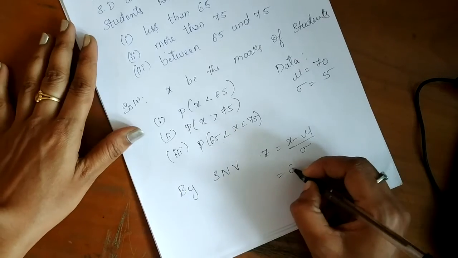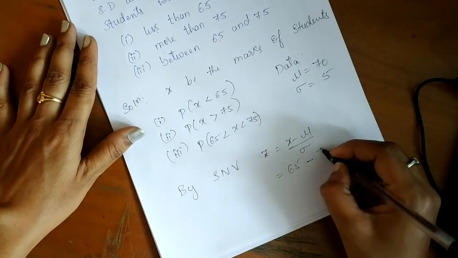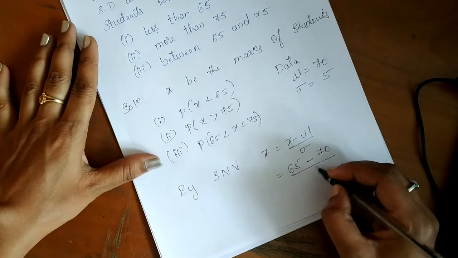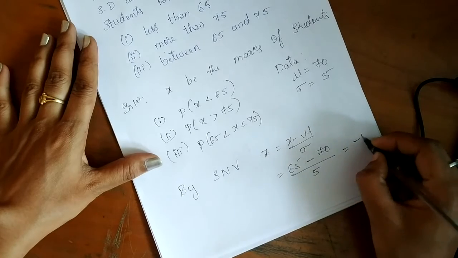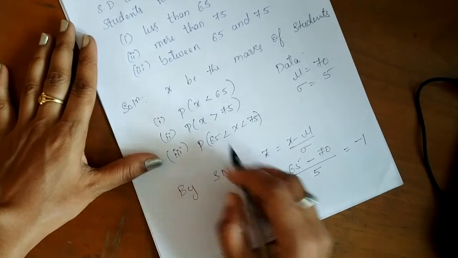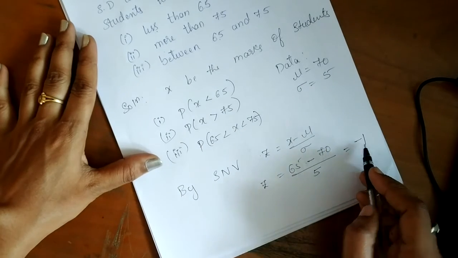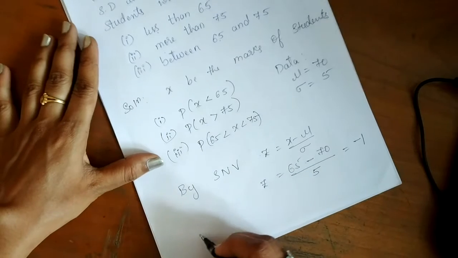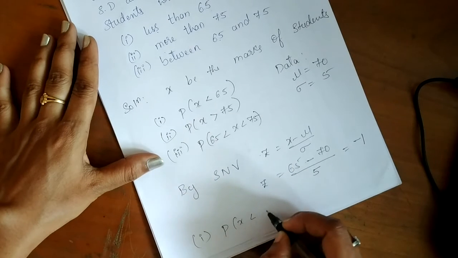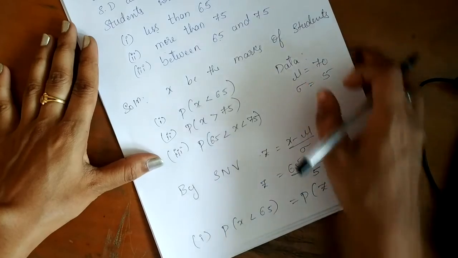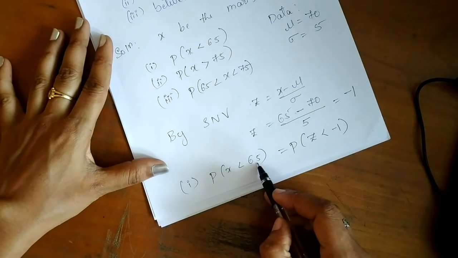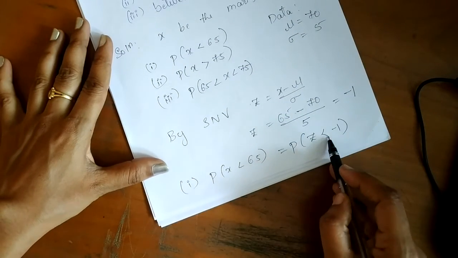Now x is what? x is 65. In place of x put 65 minus mu, which is 70, divided by sigma, that is the standard deviation, which is 5. So when you simplify this, you will get minus 1. Now in place of 65, you can put minus 1 when you are converting x to z. So the first problem, probability of x less than 65, has become probability of z less than minus 1. See, the probability of x less than 65 is the same as the probability of z less than minus 1.